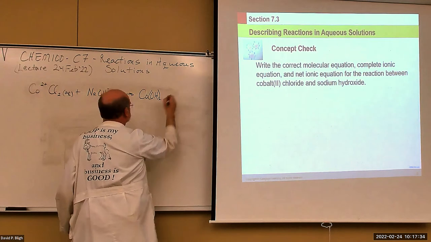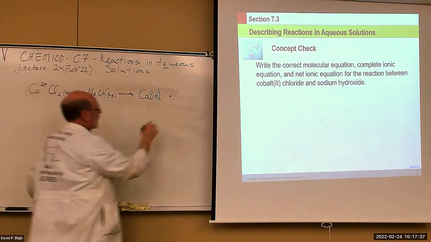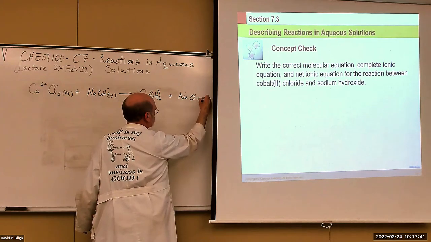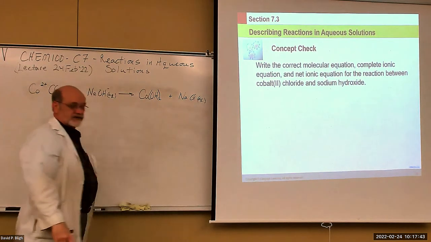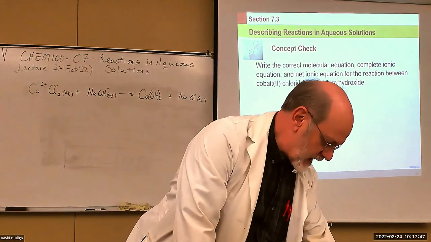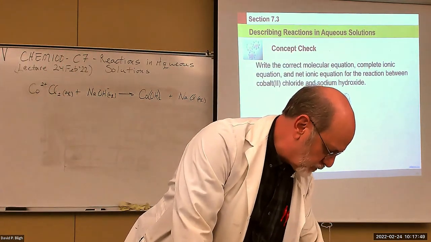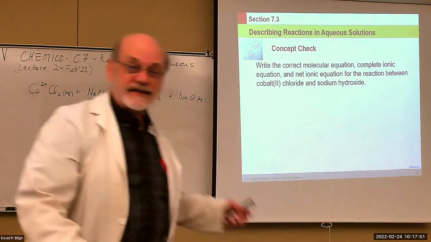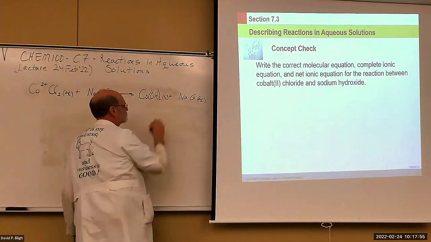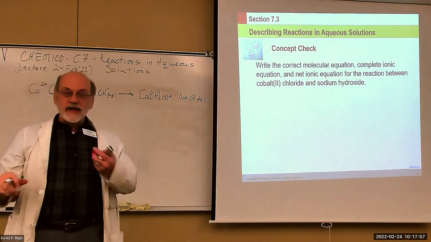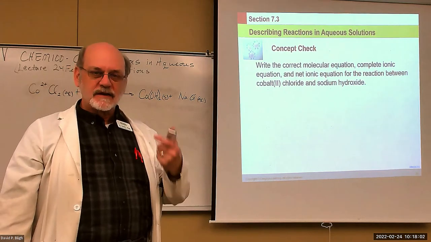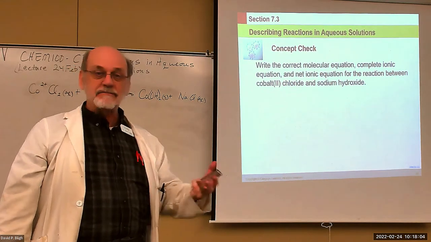And then we have sodium and chloride. We know sodium and chloride are soluble. So we just have to look up cobalt 2 plus and hydroxide. If we follow it across cobalt 2 plus down to hydroxide, we find that it's insoluble. There's your solid. Now we have the compounds and their states correctly written. We just need to balance the equation.